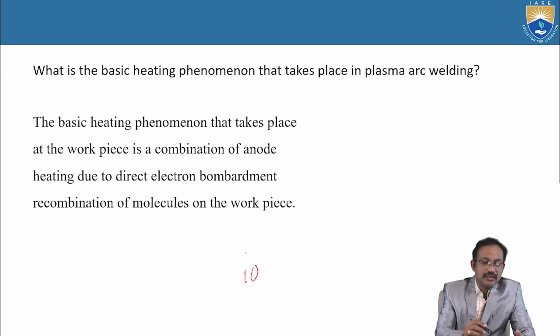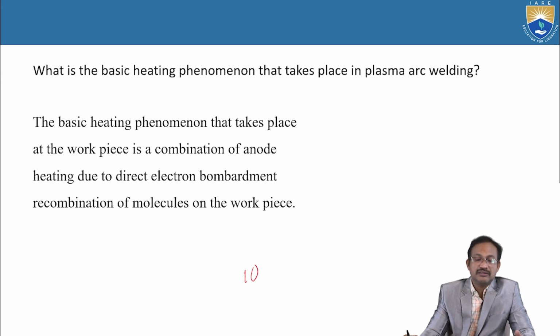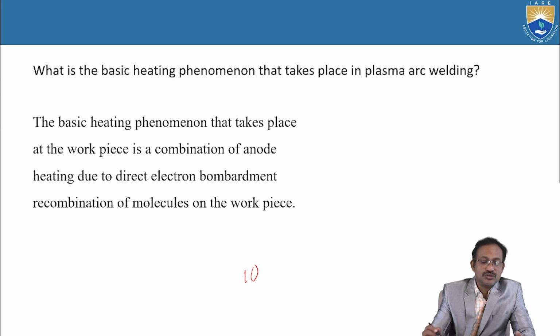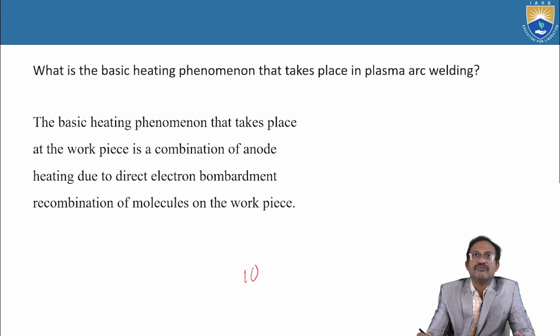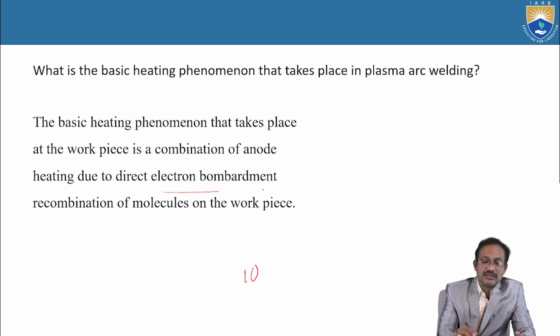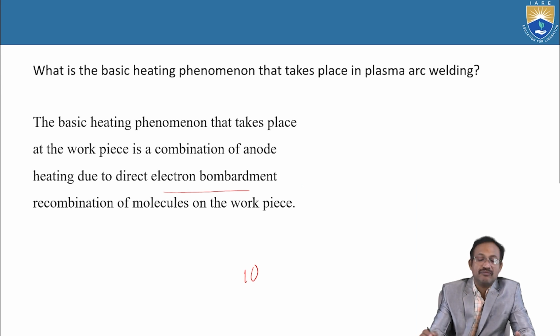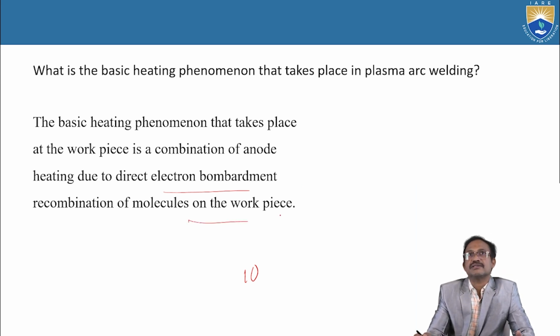What is the basic heating phenomenon that takes place in plasma arc machining? The basic heating phenomenon that takes place at the workpiece is a combination of anode heating due to direct electron bombardment and recombination of molecules on the workpiece.